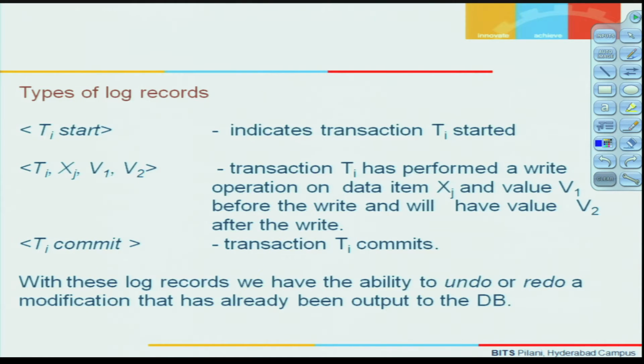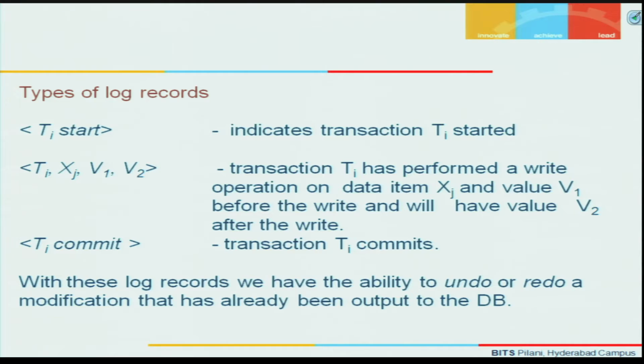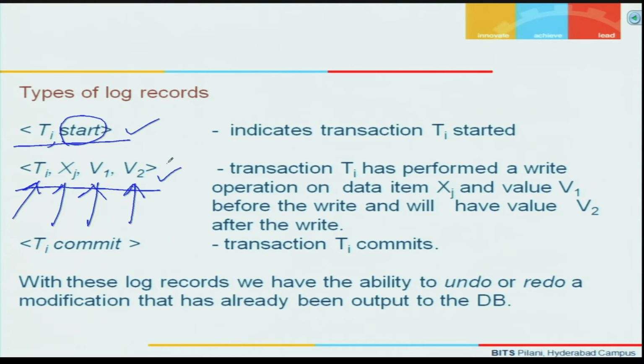If we look at the typical records in the system log, when a transaction is started, this kind of record is inserted into the log. Ti is the transaction, and this indicates Ti is started. When Ti modifies some data item, the record contains Ti, the transaction, Xj, the data item, V1, the old value, and V2, the new value. And when a transaction modifies some data item, we will be making an entry related to that modification into the system log.